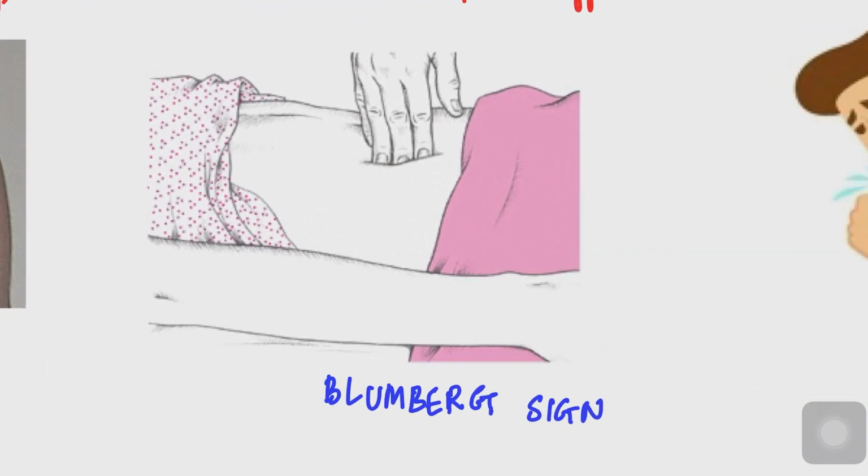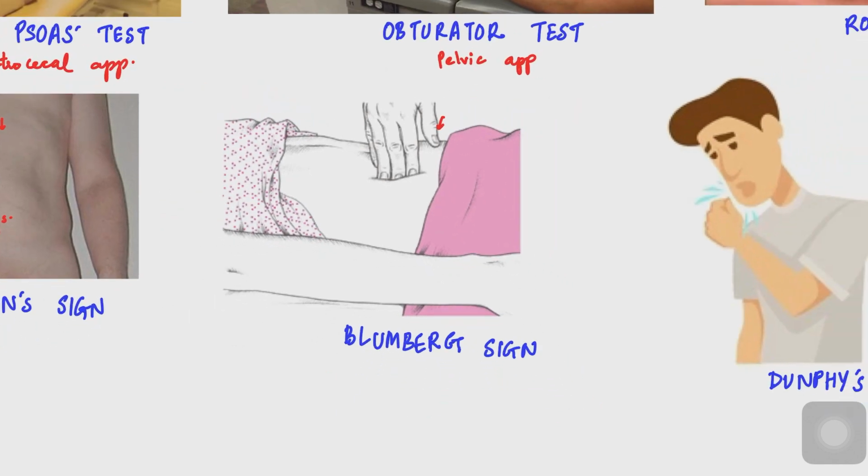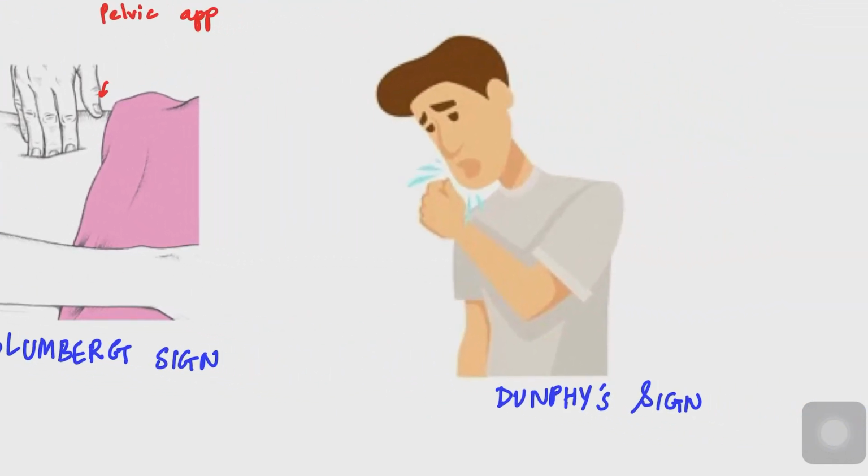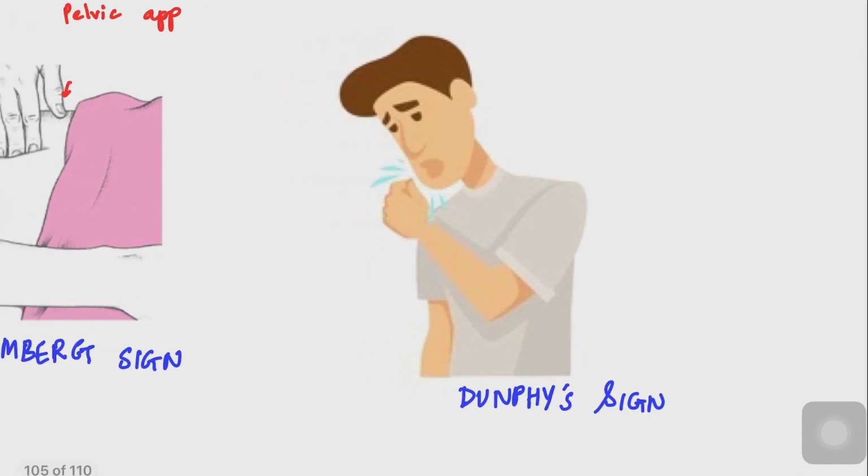Next sign is Blumberg sign. Blumberg sign is basically rebound tenderness due to peritoneal inflammation. And the next sign is Dunphy's sign. Dunphy's sign is pain in the abdomen, more specifically in the RIF, on coughing.